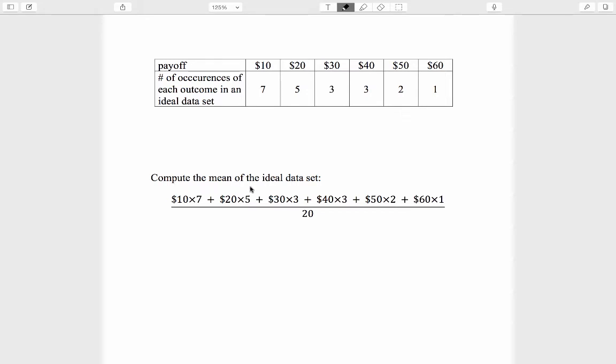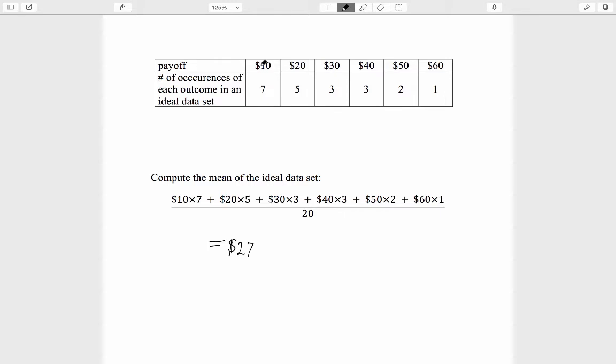So we have to compute the mean of this ideal data set. That means that we're really adding up 20 different numbers and then dividing by 20, but I've organized them in our usual way here. $10 but 7 copies of it, plus $20 but 5 copies of it, etc., all divided by 20. When we compute this out, this turns out to equal $27.